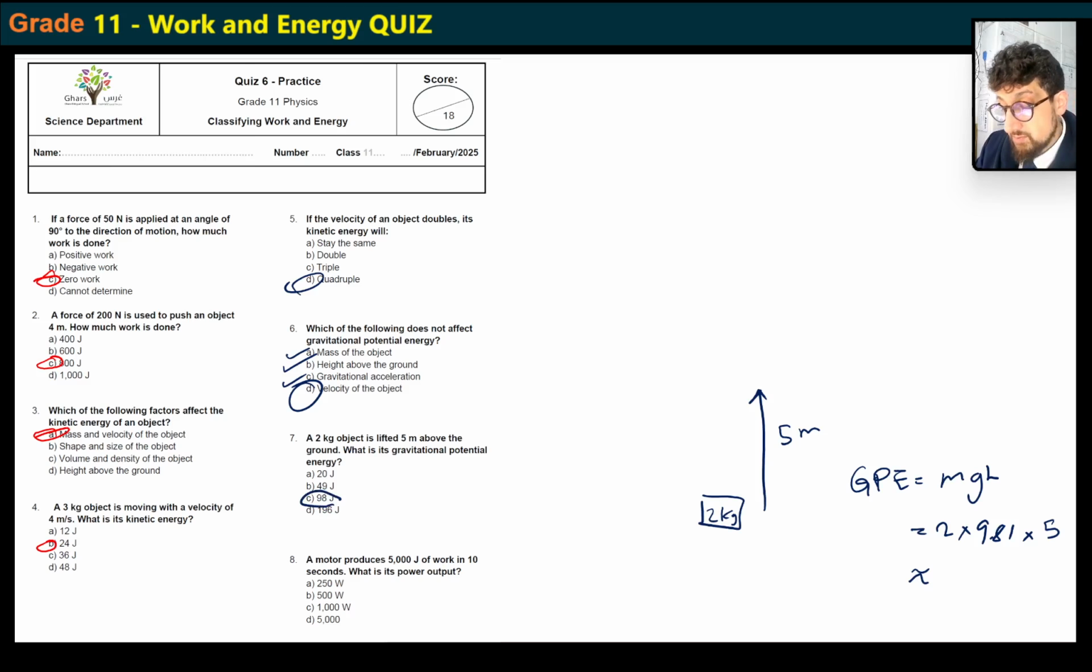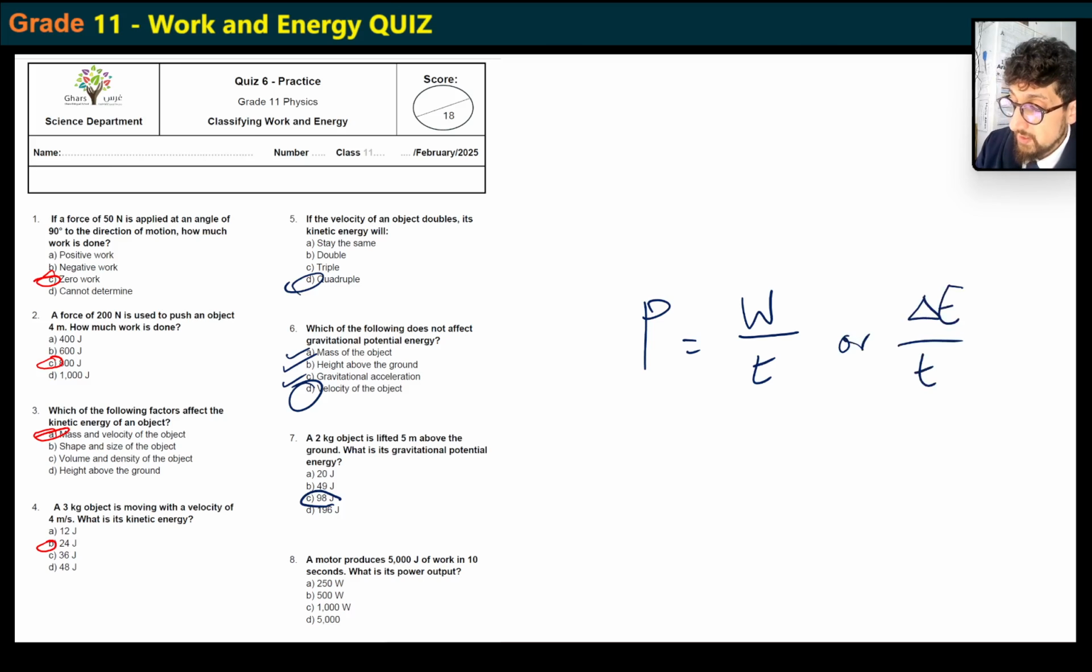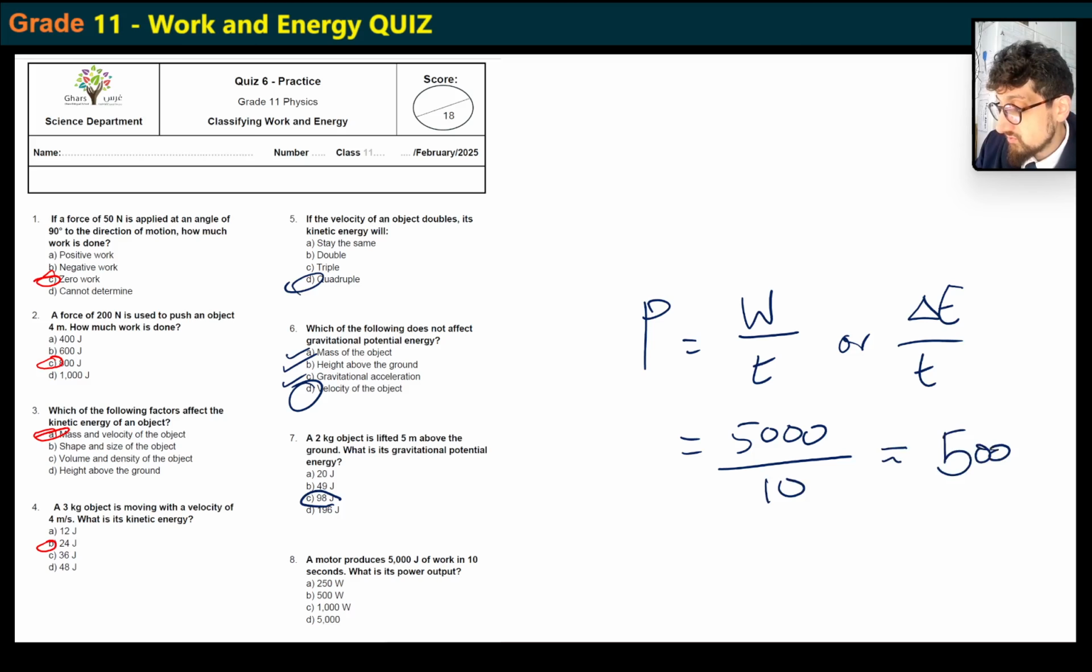A motor produces 5,000 joules of work in 10 seconds. What is the power output? The power is going to equal work over time, or change in energy over time. That's the formula for power. So that's going to be 5,000 divided by 10, which is approximately 500 watts.